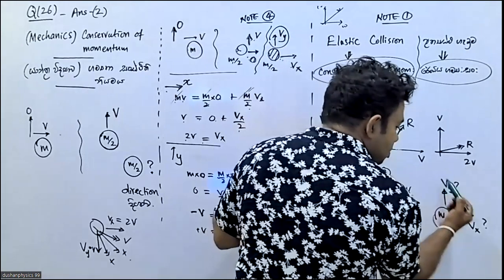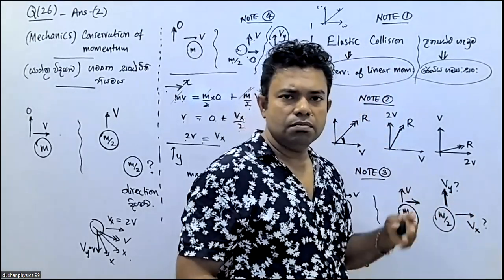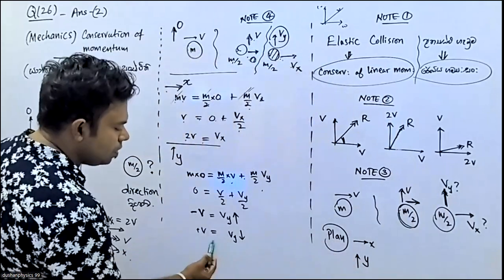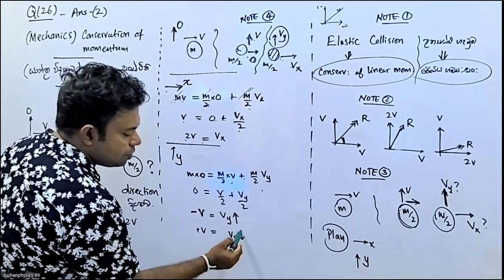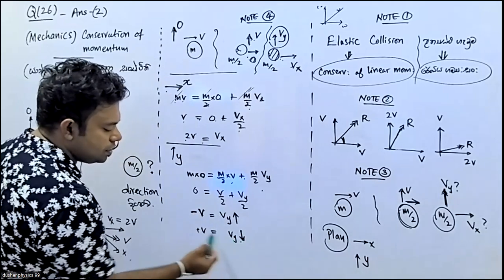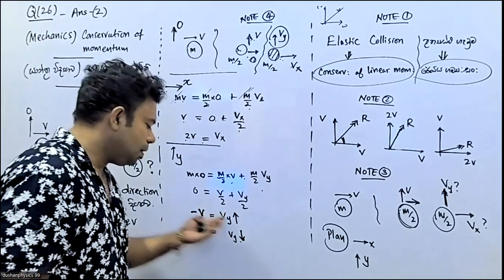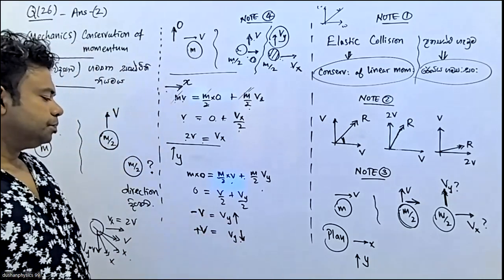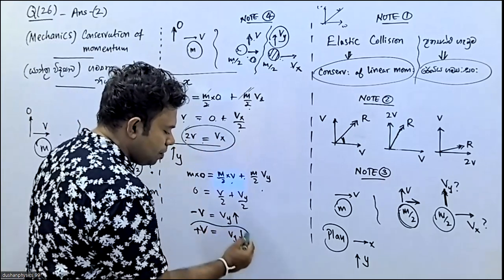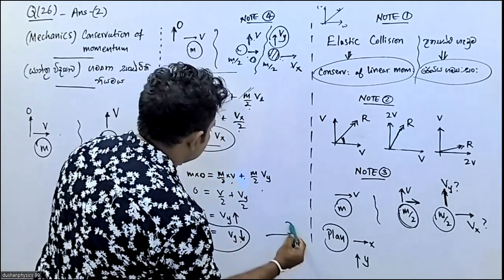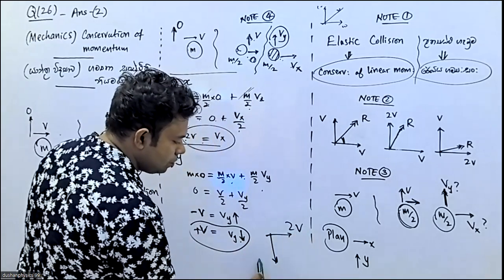We just assumed this would go in the upward direction, but unfortunately it's moving in the downward direction. So we take vy in this direction and make it plus: if it's minus v upward, it's plus v downward. Now we have calculated both vx and vy. So vx is 2v in this direction and vy is v downward.